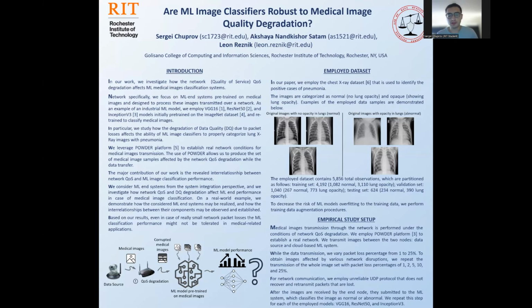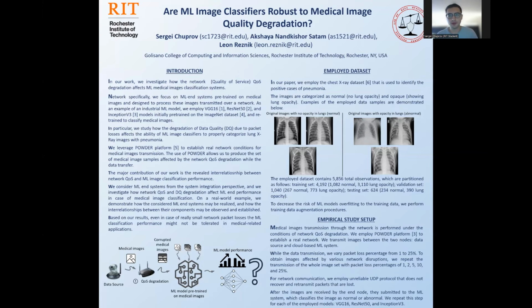This is a widely used dataset which contains more than 5,000 observations, which are partitioned into a training set, which contains almost 4,200 images, a validation set, almost 150 images, and a testing set, which contains 424 images. So the examples of the images you can see on the right side of the poster.